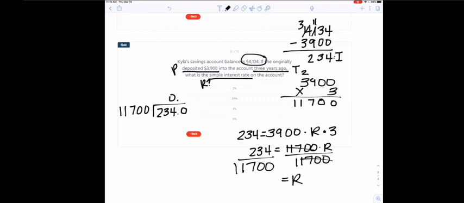11,700 goes into 2,340 0 times. Again, it's still way too big. So we add another 0. 11,700 goes into 23,400. Now we're in business. This is a 2. What's 11,700 times 2?